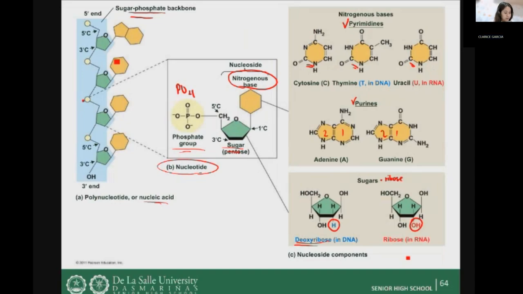Now, this makes our nucleotide. So remember, a nucleotide has three components: the nitrogenous base, the sugar, or the pentose sugar, and the phosphate group. So these are the three components of a nucleotide. Now, if we're talking about the nucleoside, it's just composed of the nitrogenous base and the sugar.